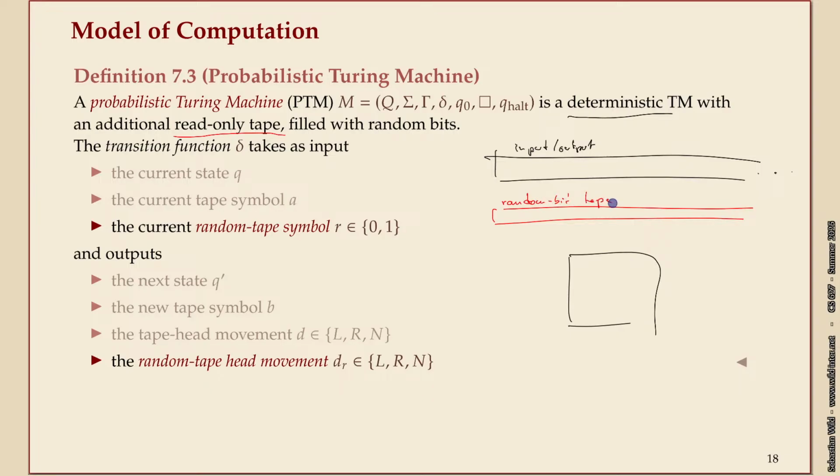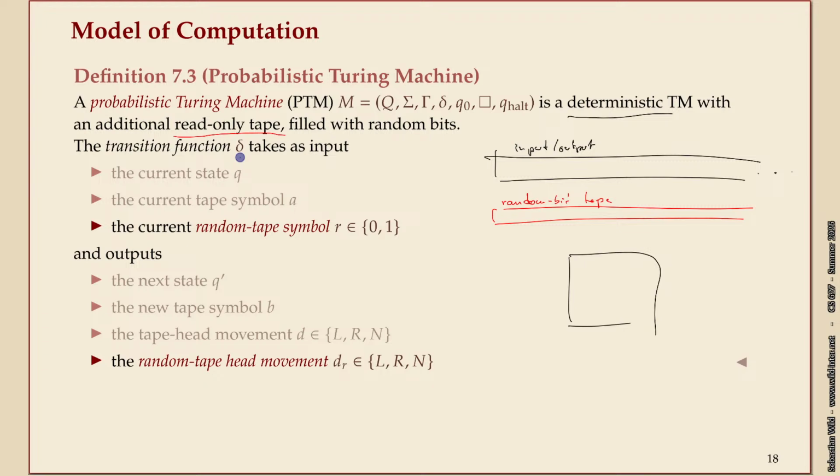Where you can still move your head back and forth, but you can only read. There's no writing facility. Now, I guess you can imagine how this would be formally defined. The key thing that changes is the transition function.